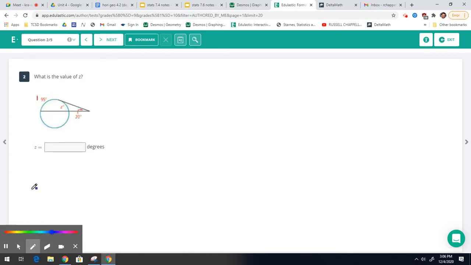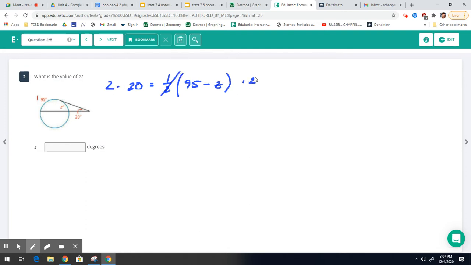Okay, so now we have an angle formed outside by a tangent and a secant. Now, in this problem, they give you the angle. You're missing this arc here, z. Well, we still use the formula. Remember, if you're looking for an angle formed outside, then it's 1/2 the difference. So the angle, which is 20 degrees, is going to be half the difference between the further arc, 95, minus the closer arc, z. Okay, so what I would do here is multiply both sides by 2 to get rid of that 1/2. Instead of distributing the 1/2, that just makes it messy.